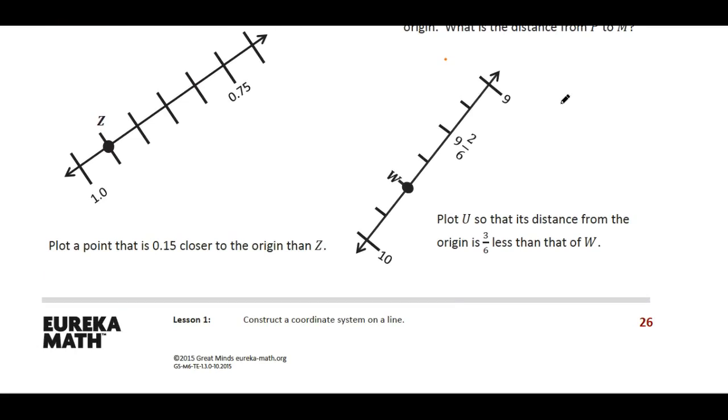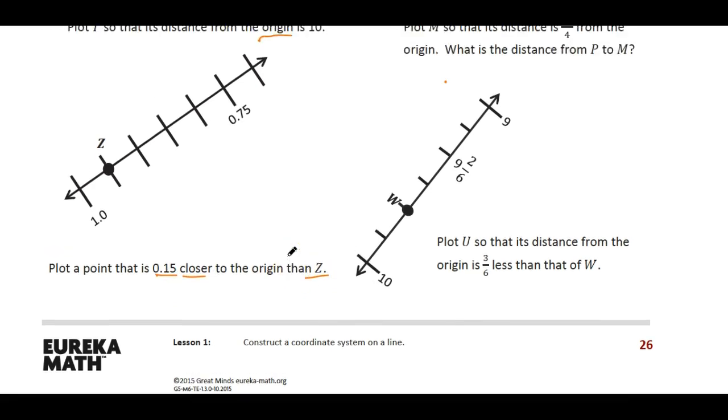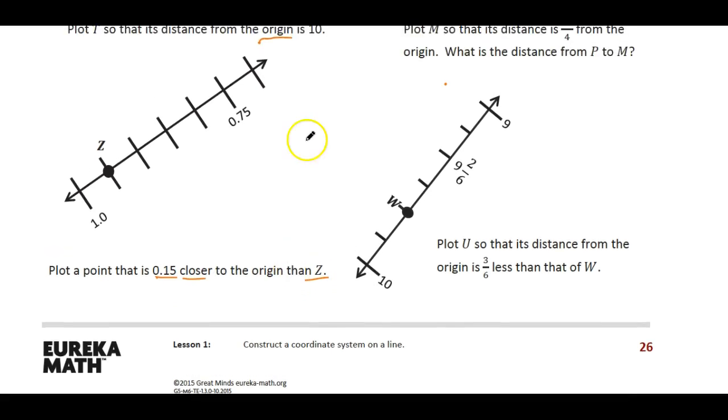Plot a point that is 15 hundredths closer to the origin than Z is. So if we're looking here, we don't have an origin on here, do we? But we know that if this is the smaller of the two numbers, and it is 75 hundredths, here's a hole, we know that the origin is off over in this distance somewhere. Way out of reach, really. So if we're going to go 15 hundredths closer, let's see how we can figure out what each one of these must be worth.